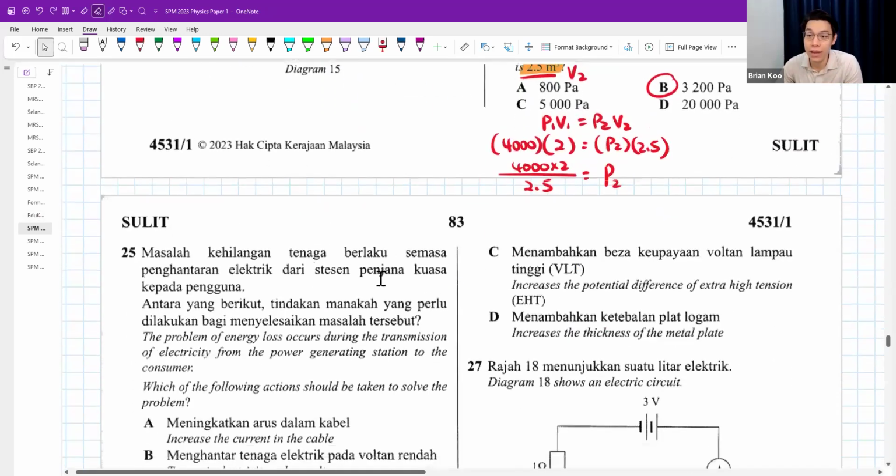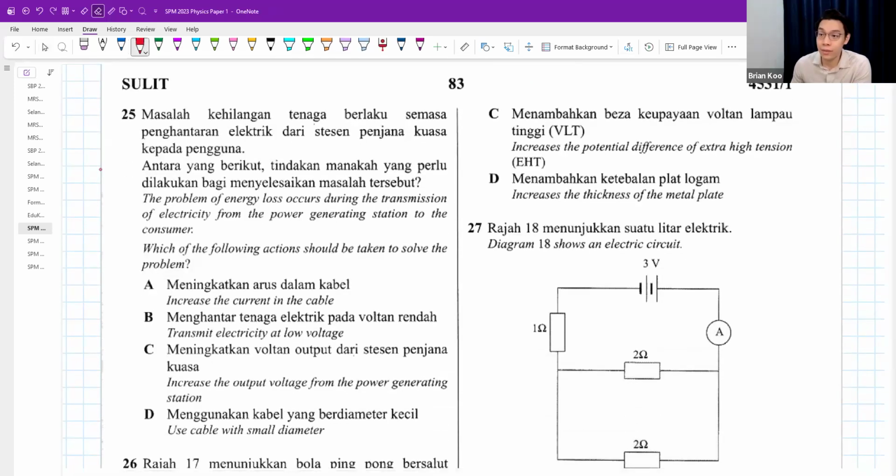Okay. Question 25. The problem of energy loss that occurs during a transmission of electricity from the power generating station to the consumer. Okay, which of the following actions should be taken to solve energy loss problem? Increase current in the cable. This is wrong. When there is more current in the cable, there's going to be more power loss. Because I don't know whether you all know this, the power loss formula is I squared R.